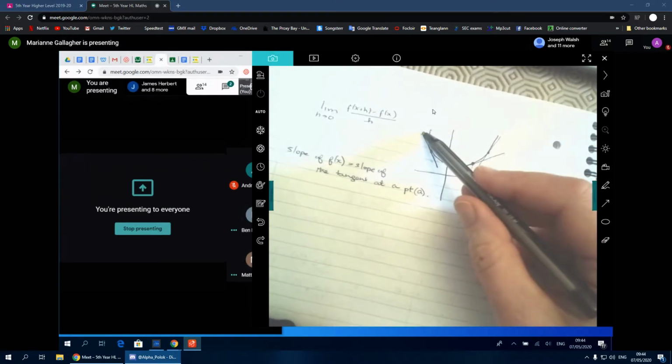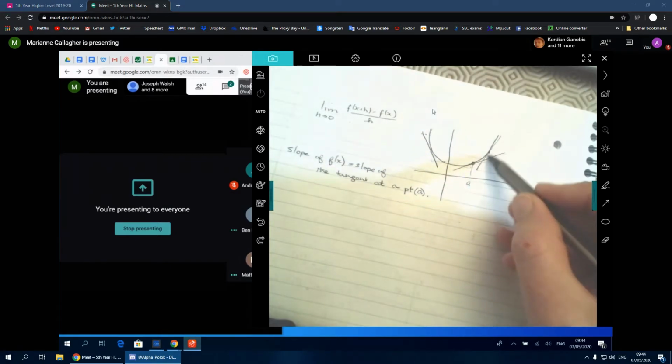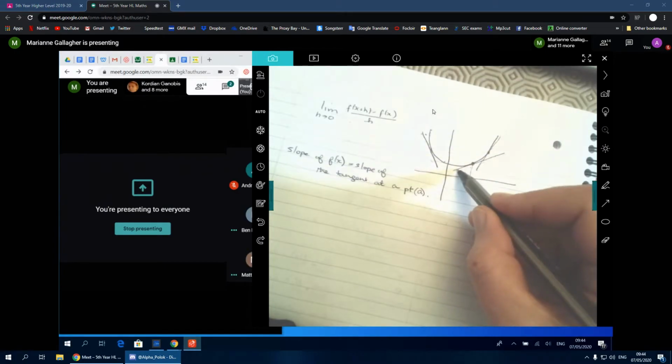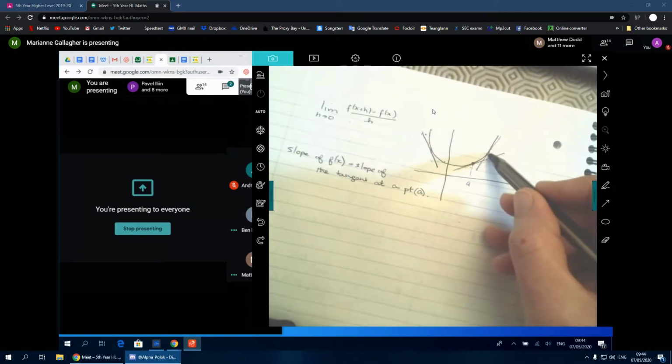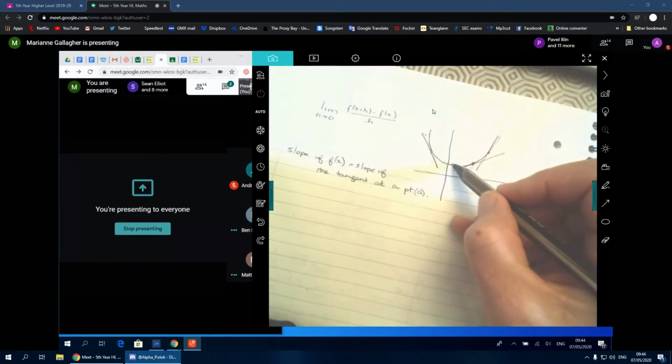So if the slope of the tangent is negative, the function is going down. If the slope of the tangent is positive, the function is going up. Okay, so far? Yeah. These lines are positive slope, and I can see that the tangent is going up there. This line is negative slope, I can see that the curve is going down.